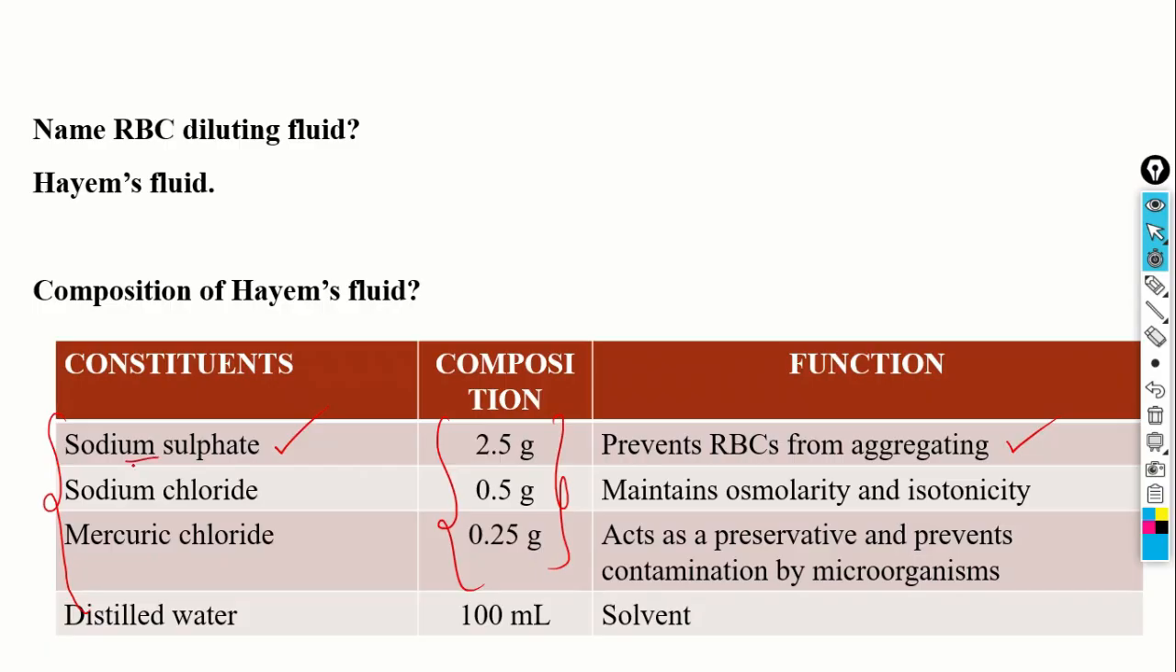So we have to remember sodium sulfate is there, which prevents RBC from aggregating. Sodium chloride 0.5 gram maintains osmolarity and isotonicity. Mercuric chloride acts as a preservative and prevents contamination by microorganisms. Obviously distilled water 100 ml as a solvent. So Hayem's fluid contains sodium sulfate, sodium chloride, mercuric chloride, and distilled water, along with the respective functions you have to remember.